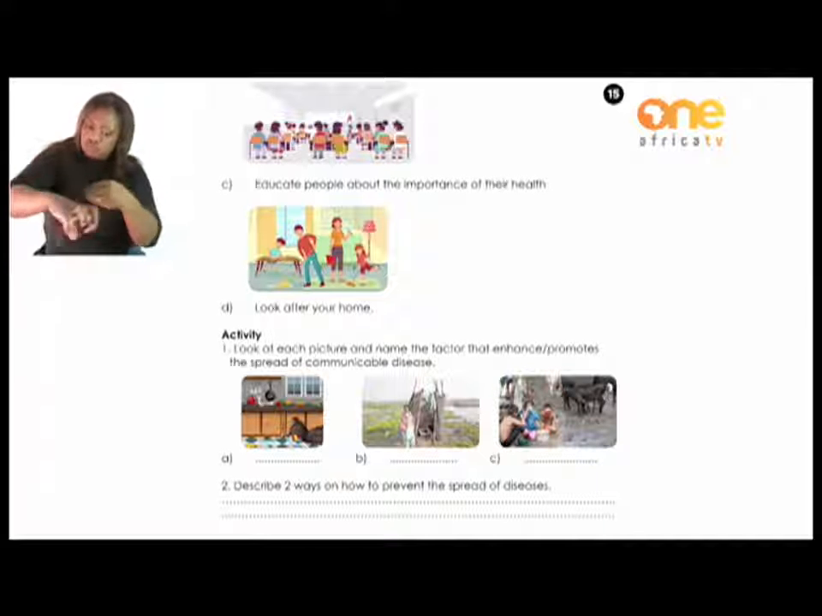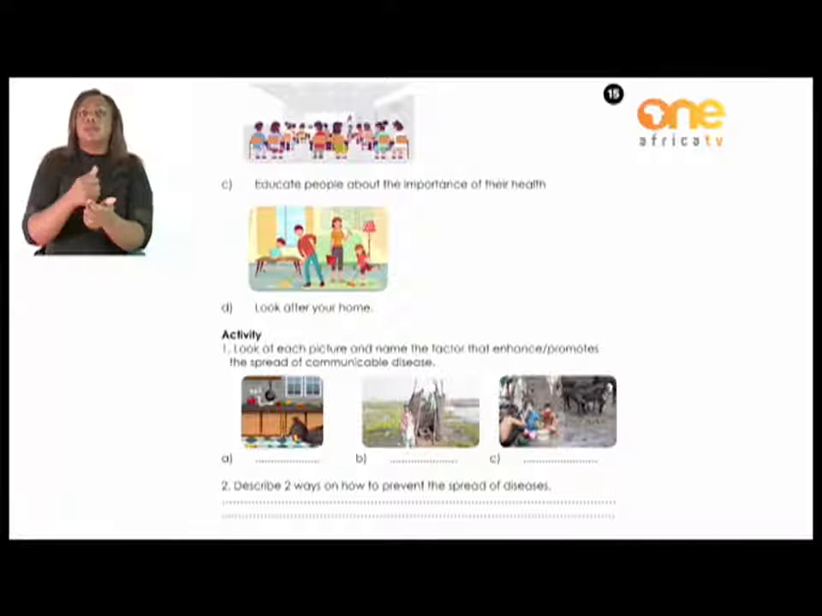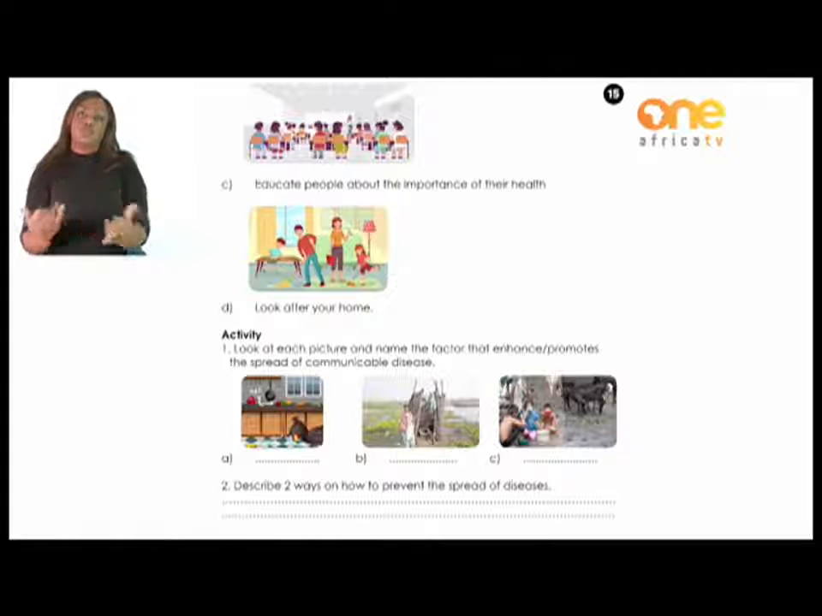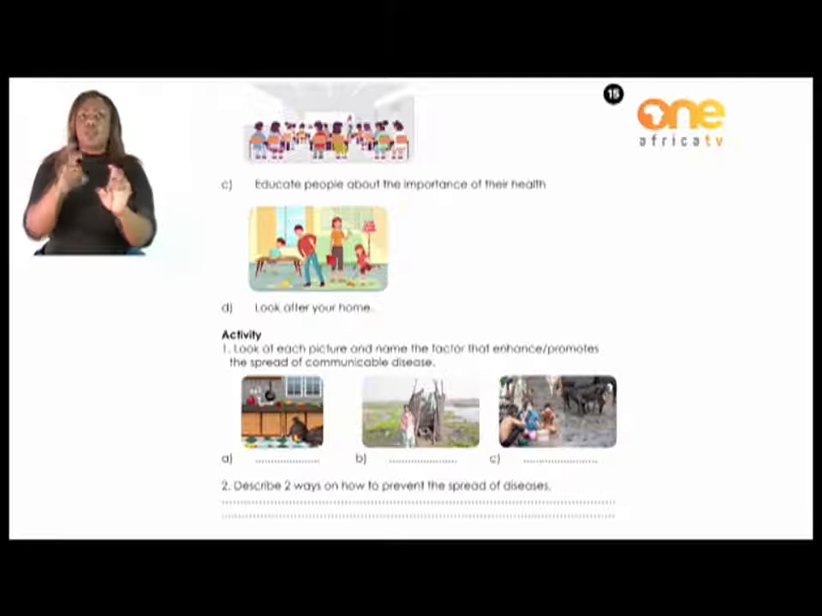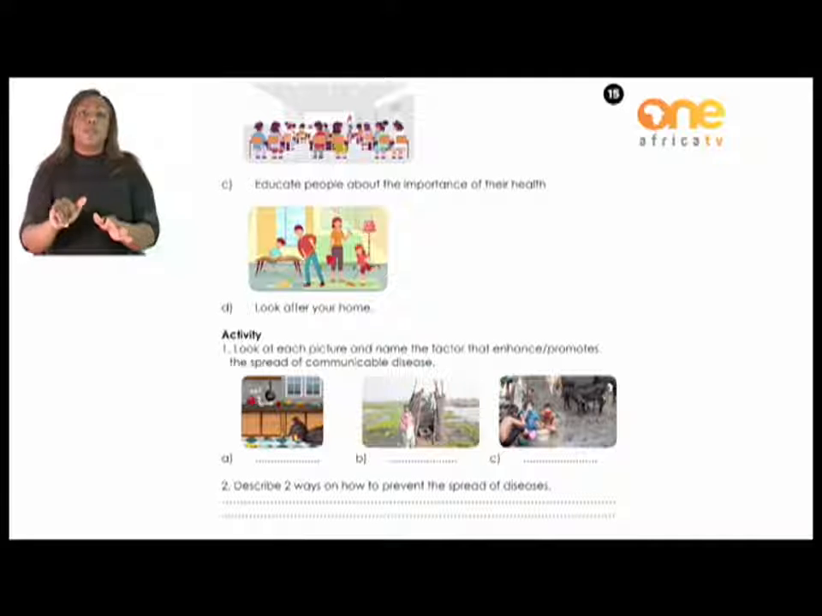Now, we are going to do a short activity. Let's read the questions together. Number 1, look at each picture and name the factor that enhances or promotes the spread of communicable disease. There are 3 pictures there, and you name them. Number 2, describe ways on how to prevent the spread of diseases.